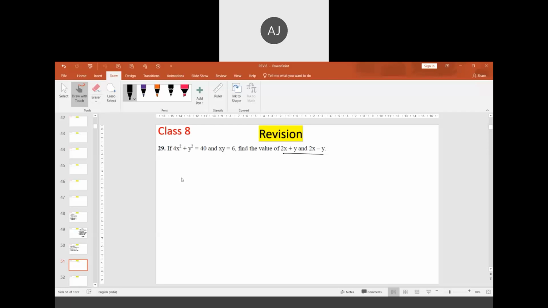Now 4x square plus y square, can we write it as 2x plus y whole square? No, this can be written only as 2x whole square plus y square equal to 40. Further, we cannot do anything. Can we write it as 2x plus y whole square? No, we cannot write like that. Can we write it as 2x whole square minus y square on both sides? No, we should not take it like that.